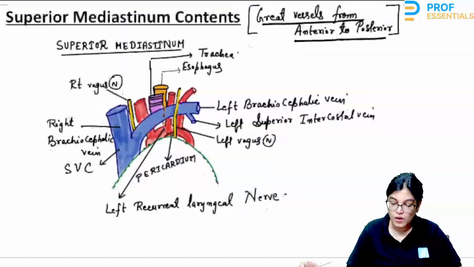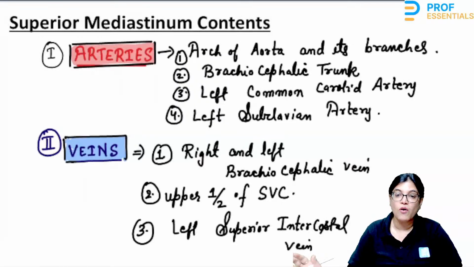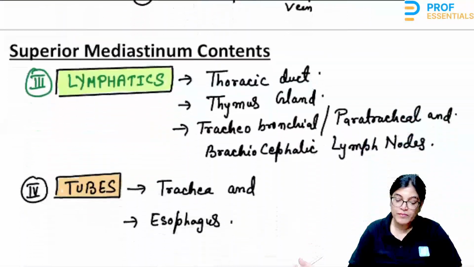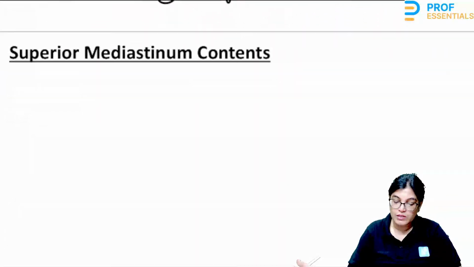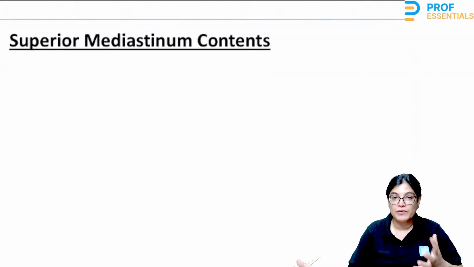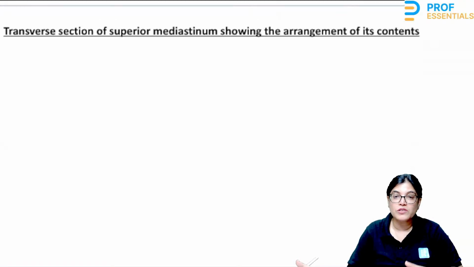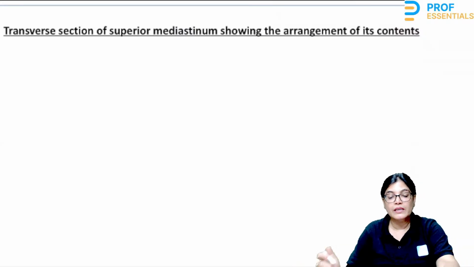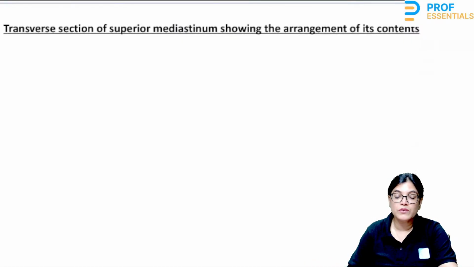And then we have also made an enumeration question, that is the content of superior mediastinum. We have listed all the arteries, veins, lymphatics, the tubes, the nerves and the muscles. Before that, I just want you to make a transverse section. It is important that you know all the contents from anterior to posterior. After making a diagram, I would give you the list of structures as you proceed from anterior to posterior. So now let's make a transverse section of the superior mediastinum showing the structures.